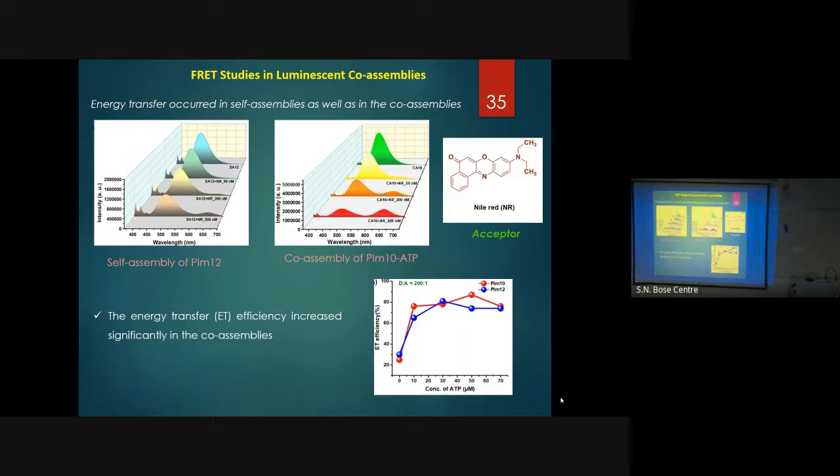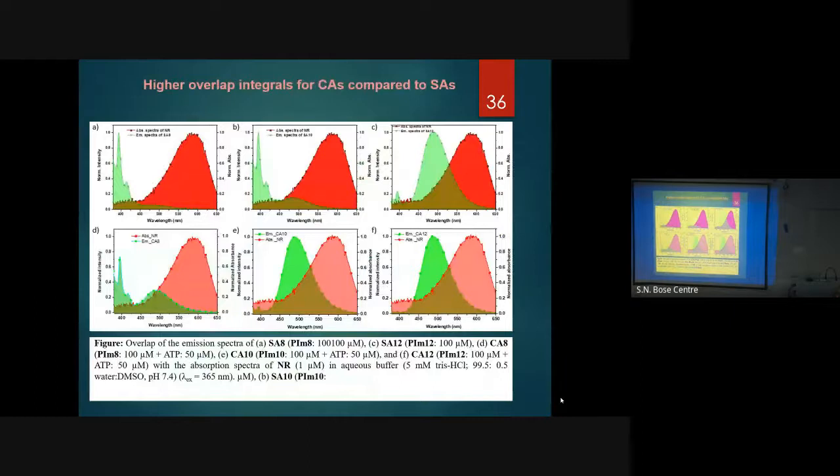As you see, this is a donor to acceptor ratio of 200:1. If you don't add ATP, zero concentration of ATP, that means you are only looking at the self-assembly. If you bring in Nile red, they also do energy transfer, but it is within 25 to 30%, so it's not very efficient. As soon as you start adding ATP, the co-assemblies form, and you can reach values close to 90-95%. There may be many factors, but one thing we observed is that when you calculate the overlap integrals, they are typically higher for the co-assemblies compared to the self-assembly. And that is one of the reasons why we see higher energy transfer.